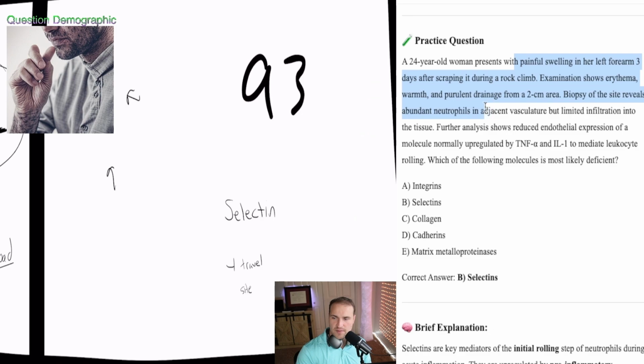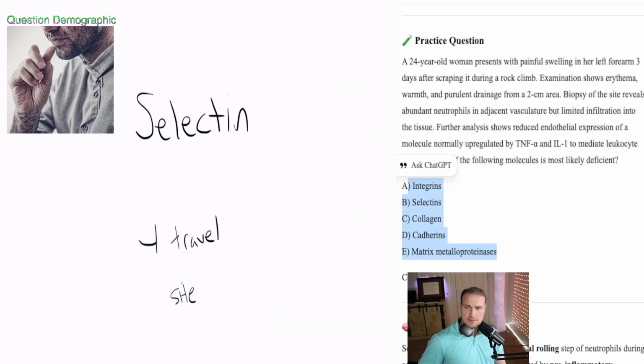Biopsy reveals abundant neutrophils in adjacent vasculature, but limited infiltration into the tissues. Further analysis shows reduced endothelial expression of a molecule normally upregulated by TNF-alpha and IL-1 to mediate leukocyte rolling. Which of the following molecules is deficient? All right, so those are the answers.